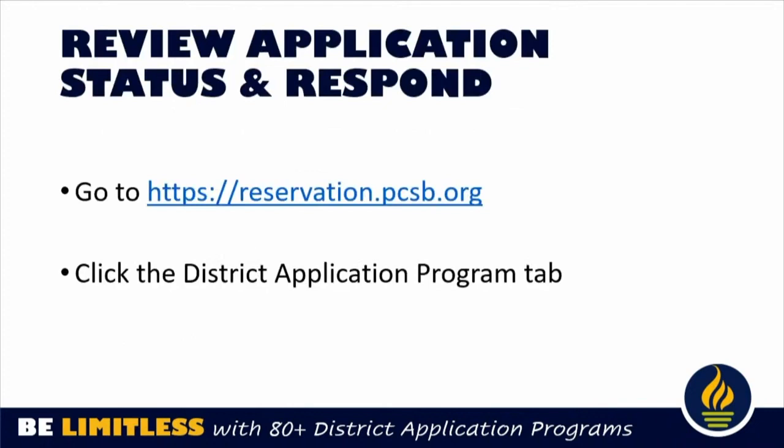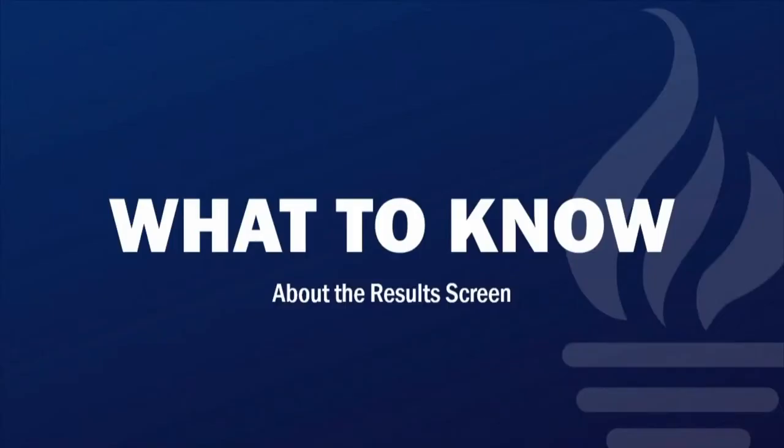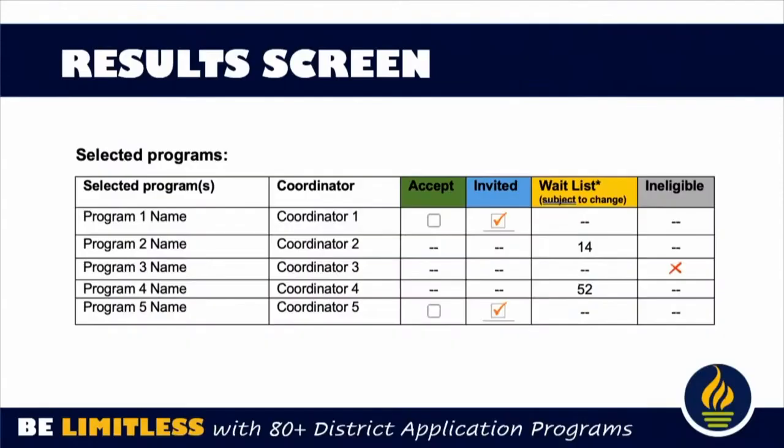The same spot where you made the application is where you're going to go in to check for the acceptance. So you're going to go to reservation.pcsb.org, and you're going to look for the same District Application Program tab. It's usually the top one on that. You click on that, and it'll get you there. I wanted to go over a couple things of what to know so you know what to expect when it's time. Once you sign in, Ms. V is going to walk you through the actual application acceptance period so you can see what it looks like.